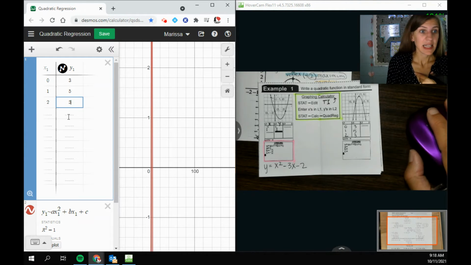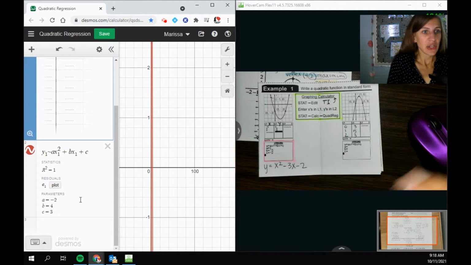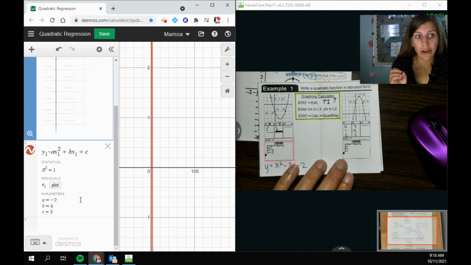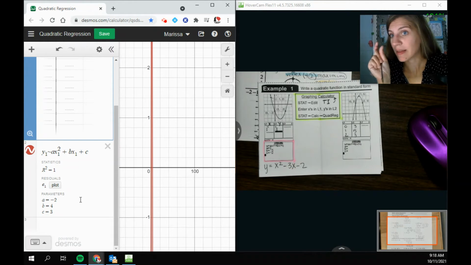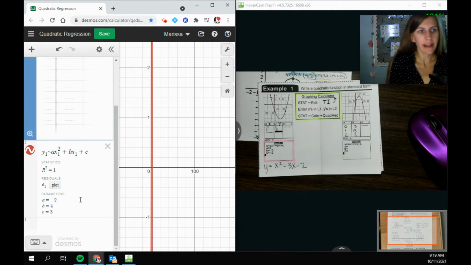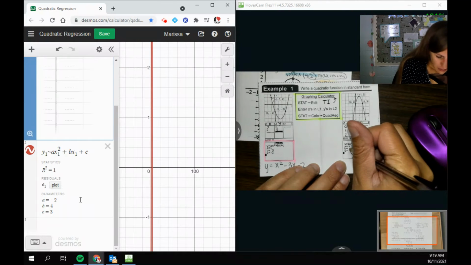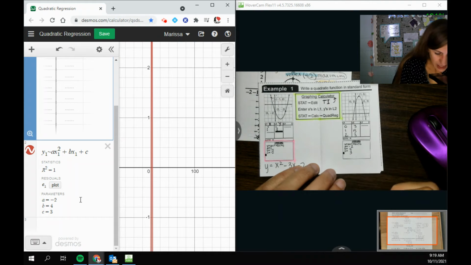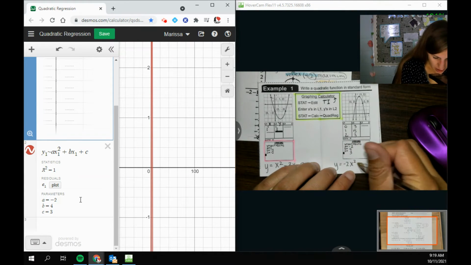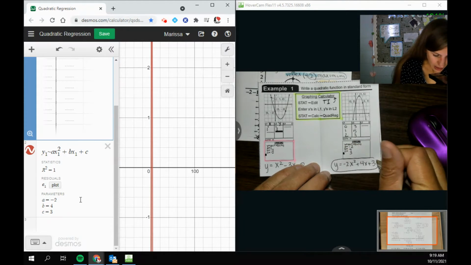But instead, Desmos down here is going to spit out my answers for me. So we have our standard form at the top there. They're giving us the r squared value, which is like the r value, but slightly better. Because it's 1, that means this is a really good fit. And then it's telling me that A is -2, B is 4, and C is 3. So I would just write my equation, y equals -2x squared plus 4x plus 3. So we're not really doing anything.